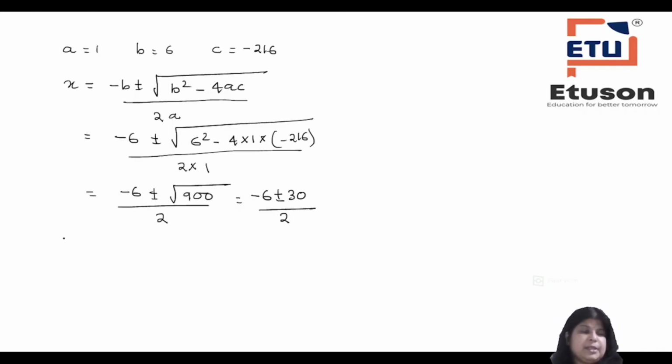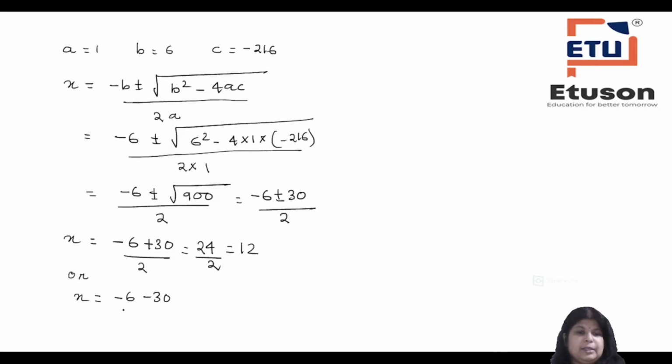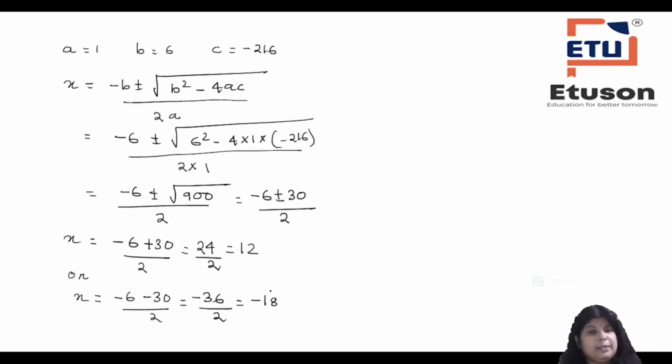Taking the positive sign, x is equal to minus 6 plus 30 divided by 2, which is 24 by 2, and the answer is 12. If you consider the negative sign, x is equal to minus 6 minus 30 divided by 2, which is minus 36 by 2, that is minus 18. Now this is negative, and there is no negative length, right? So this has to be rejected. So the possible value is 12.